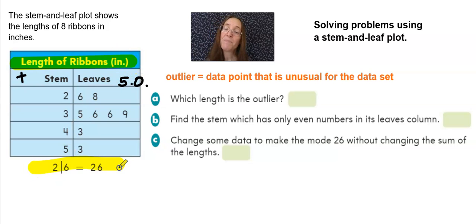And at the bottom, just as a reminder, there's a little code. So we know that if there's a 2 on this side and a 6 on the other side of the vertical line, that equals 26. Let's try solving some problems with it.